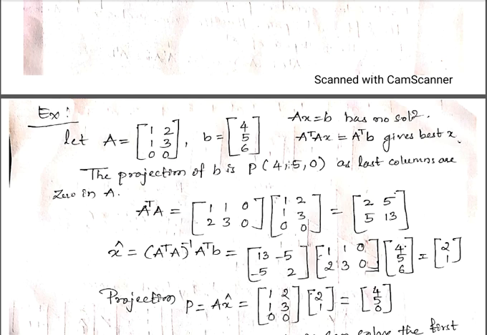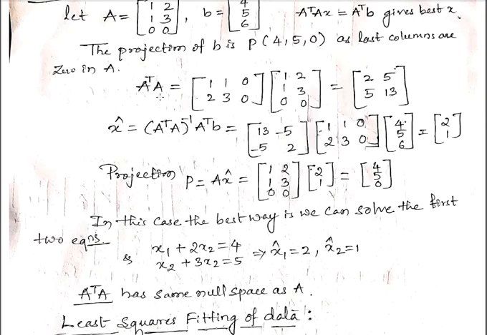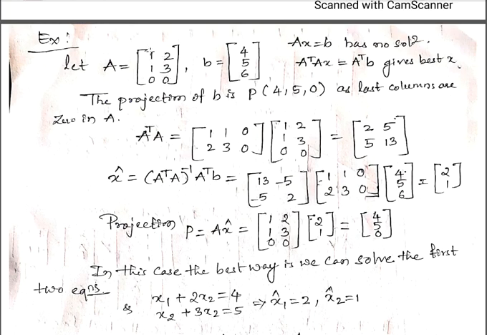And what gives the best solution? If a solution is not possible, if it is inconsistent, then we multiply with A transpose as per that theory. So A transpose A we find. What is the transpose of this A? A transpose is where the columns are converted to rows. So 1, 2, 1 and 3, 0, 0. And A is as it is. When we multiply this, we get 2, 5, 5, 13, a 2 by 2 matrix.